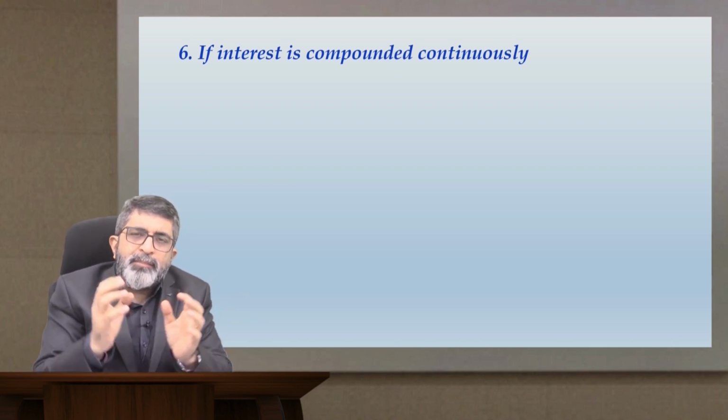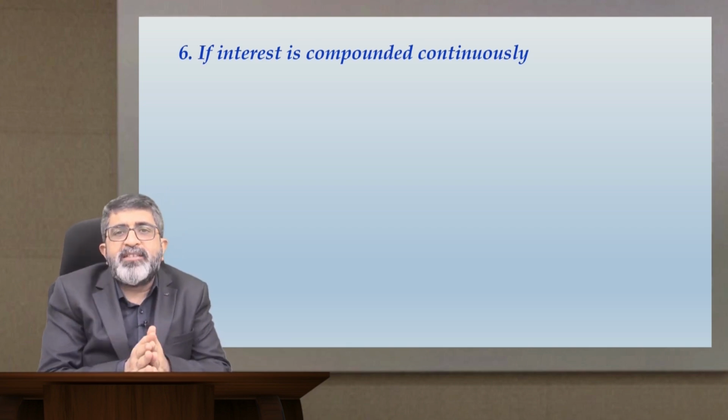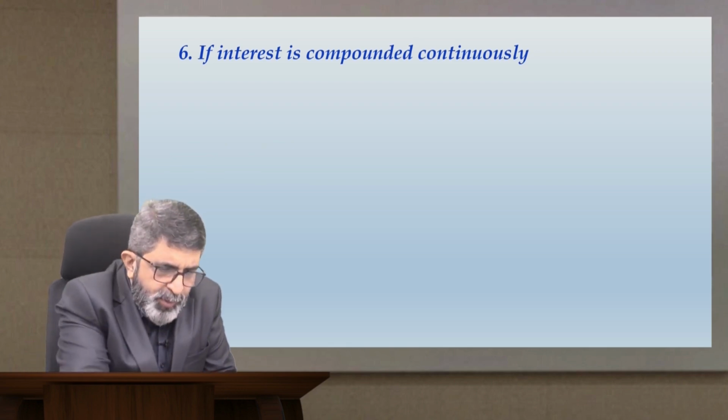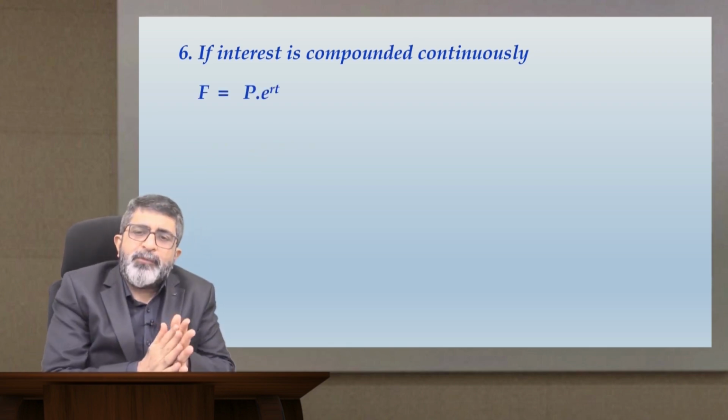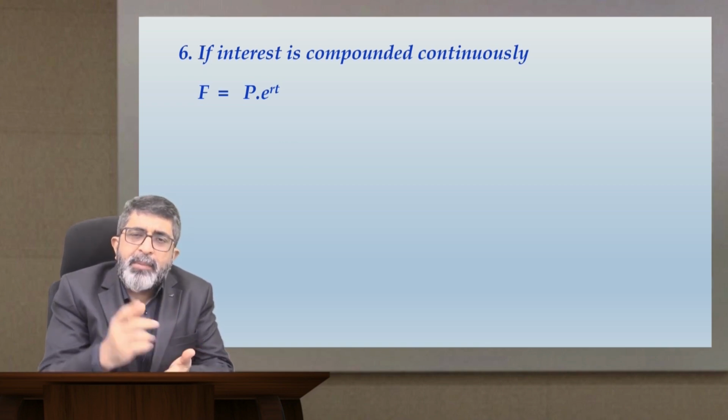So we have to use some mathematical tools over here to apply something called as continuous compounding. The approach for continuous compounding for computing the future value is F equals to P multiplied by e raised to r into t.